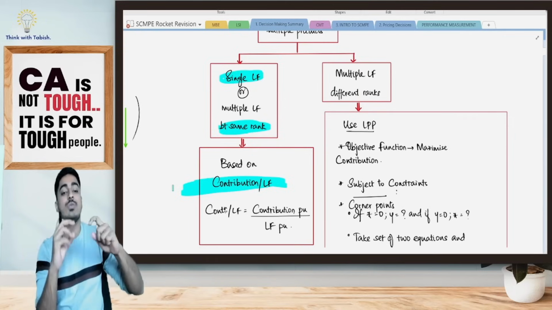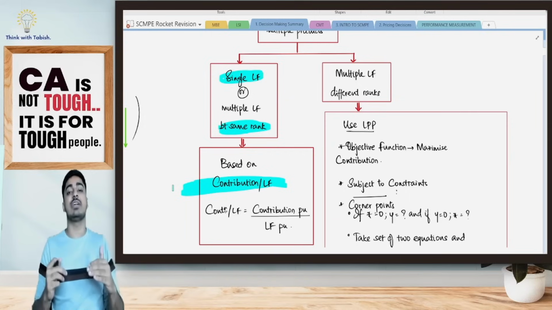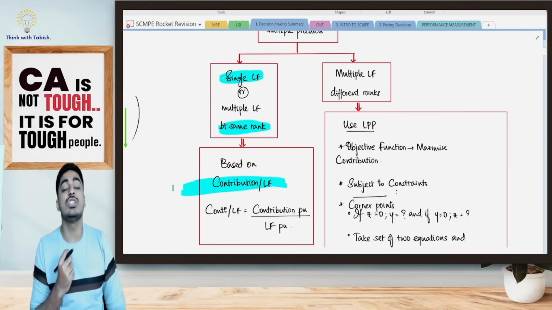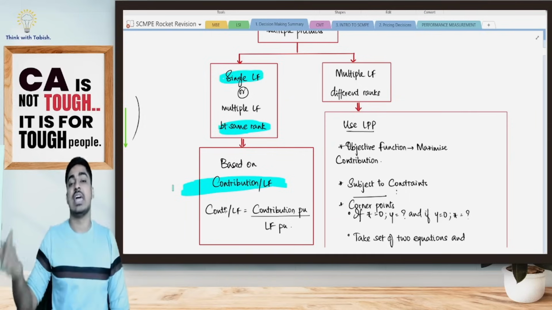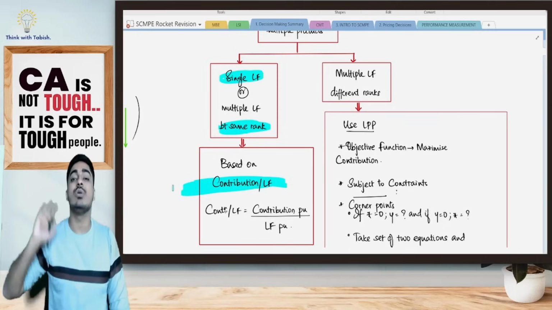I'll be telling contribution per unit divided by my limiting factor per unit. I'll be getting my contribution per limiting factor. Based on this, I'll be giving a ranking. Based on that, I'll be allocating my resources.